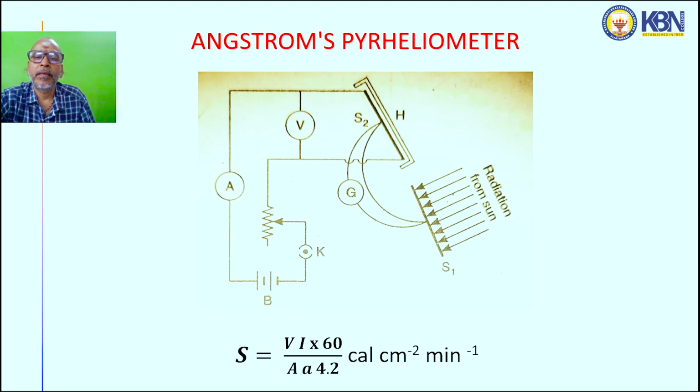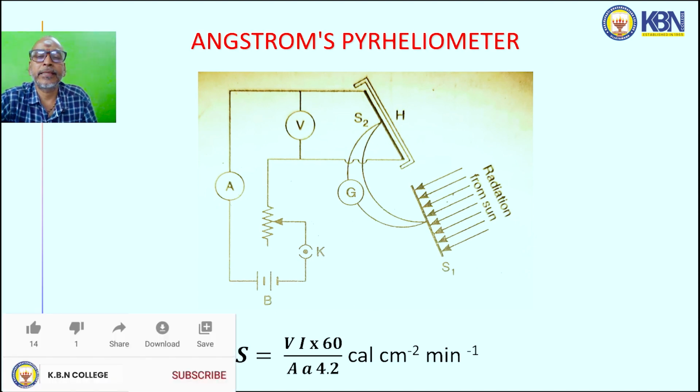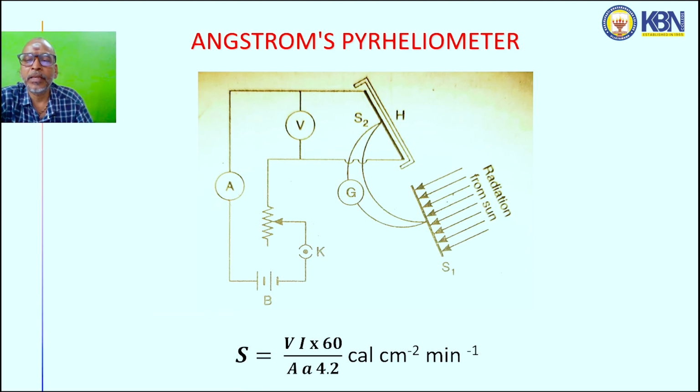So S1 is heated by the radiation coming from the sun, and S2 is heated by passing the current, and both are at two different temperatures. The galvanometer shows some deflection, and the rheostat position is adjusted so that the current strength varies, until the galvanometer shows zero or null deflection. In that case, both S1 and S2 are at the same temperature. That means the energy absorbed by strip S1 from the sun is equal to the electric energy supplied to strip S2. So both are in the same condition.